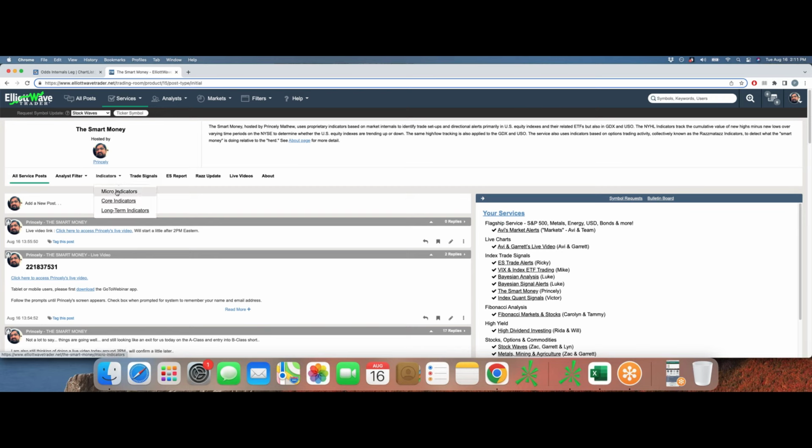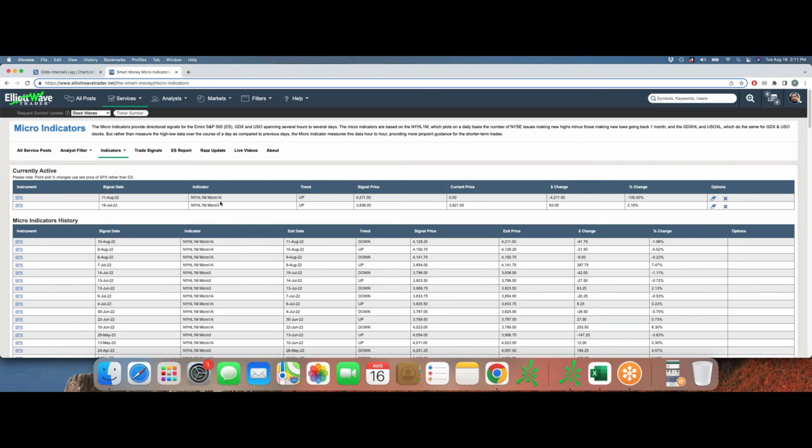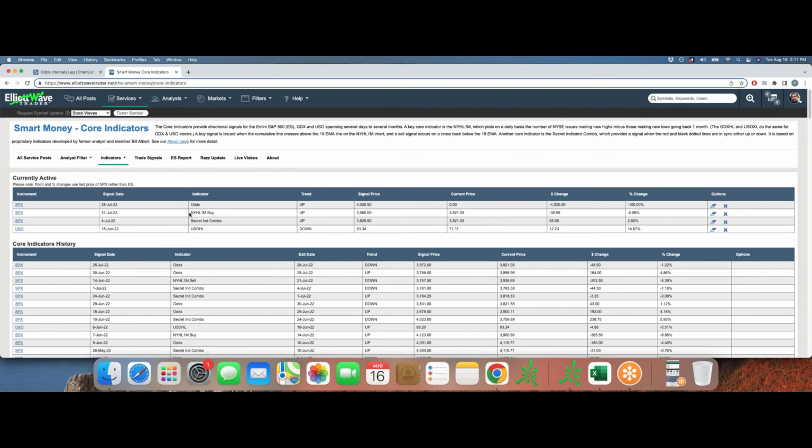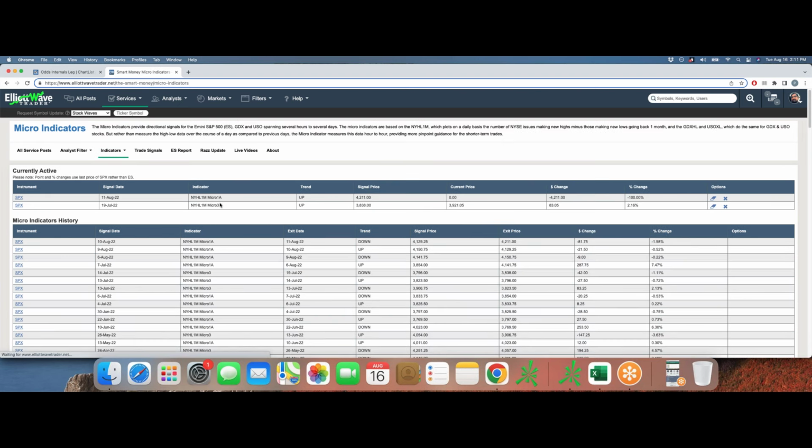And all of these indicators are tracked in the site. If you go to the indicators tab, you can pull up the micro indicators. It's got micro one and micro three. If you go to core, you've got the core indicator, which is on a buy right now. It's been since 39.60, right? And micro 3 has been a buy since 38.38. Micro 1, like I said, it's been moving a little bit back and forth.